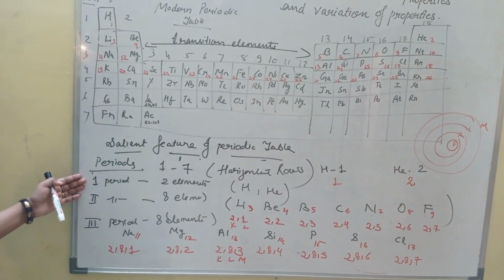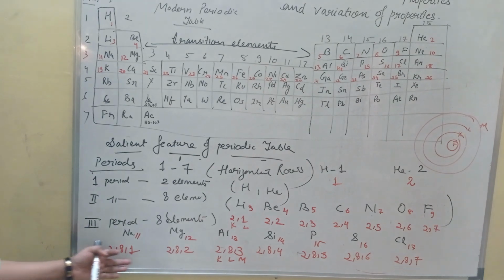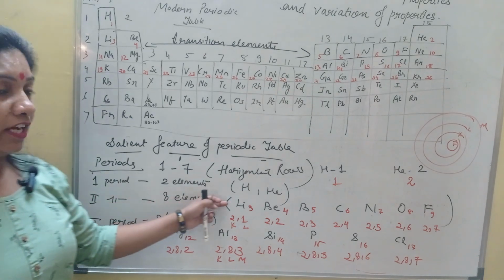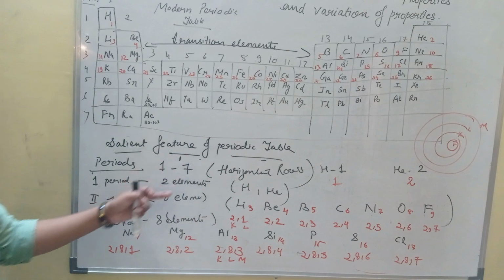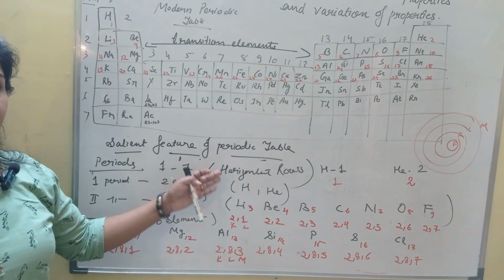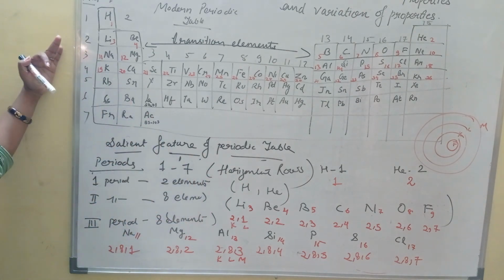So what you can see from this electronic arrangement is that third period elements have 3 shells. Second period elements have 2 shells. First period elements have 1 shell. It means the number of shells decides to which period this particular element will belong.